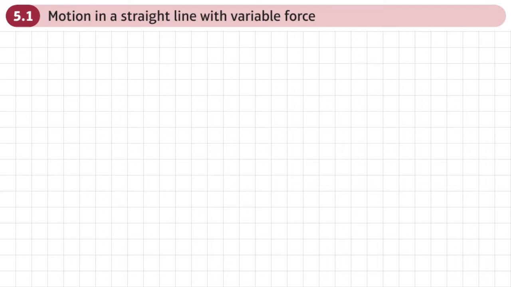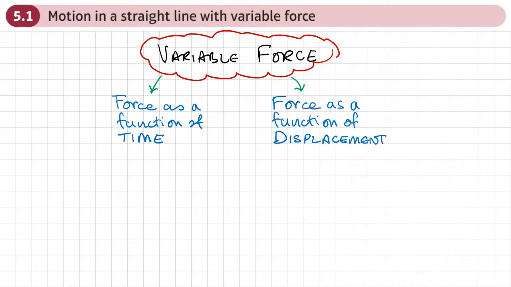The first section of chapter 5, dynamics, is about motion in a straight line with a variable force. A variable force can be a function of time, so the force changes as the time changes, or a force can be a function of displacement, so as the displacement changes, the force changes, maybe proportionally to it. There's going to be some sort of function that gives us force, in terms of x here, displacement, and in terms of t here.